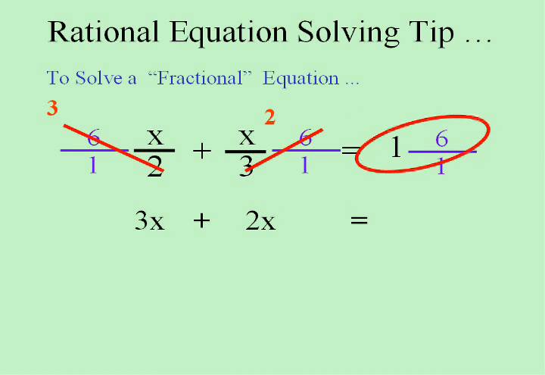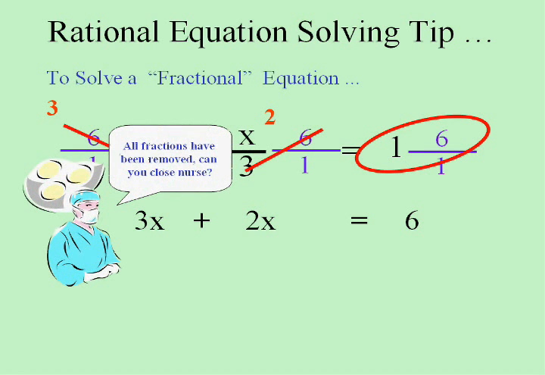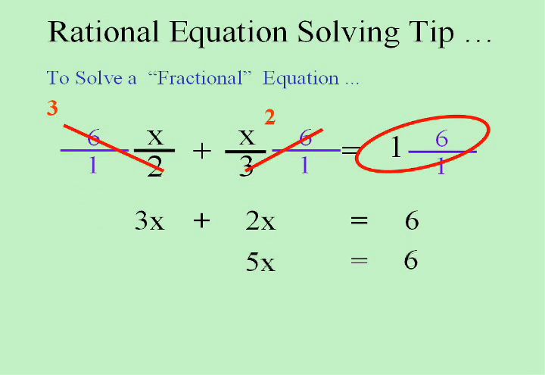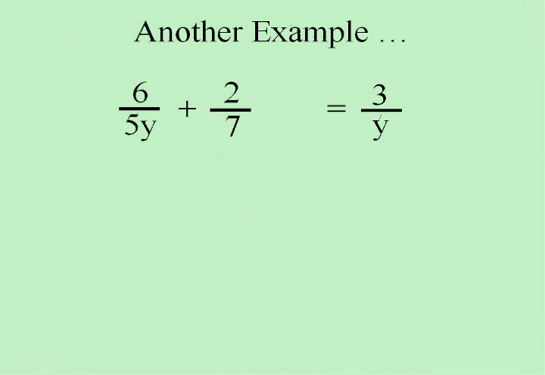Now the other guy doesn't need canceling because he's not a fraction, but he still has to get multiplied to be fair. And look what I have. I have an equation with no fractions. Excellent. Now all I have to do is solve it, which you should know how to do. I'll add like terms, get x alone by dividing by 5, and there's your answer. Not too bad, huh? Do that again.